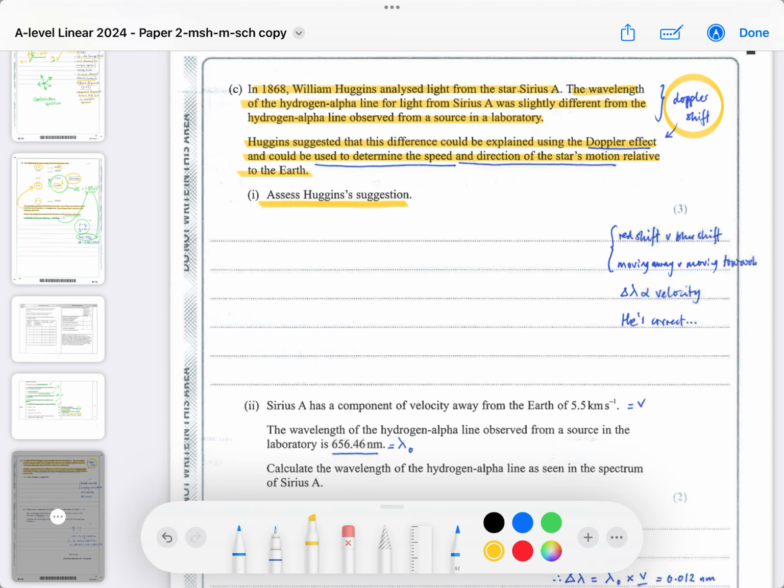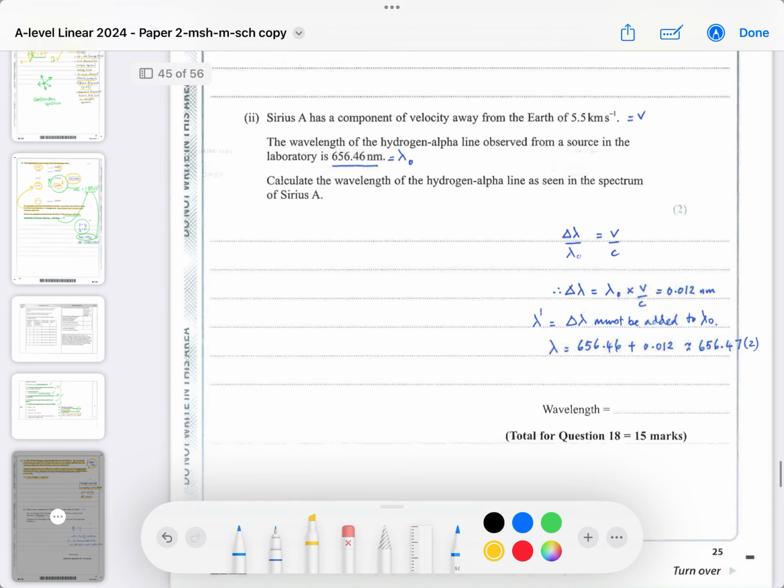So you've got to say that, well, if it's shifted towards the red end, it's moving away from us. If it's shifted towards the blue end, in other words, the difference in the frequency is in one direction, it'll be blue shifted, therefore moving towards us. And the amount of the shift corresponds to the velocity. So therefore he'll be correct, when you work it out. We'll have a look at the mark scheme right now. Part C.